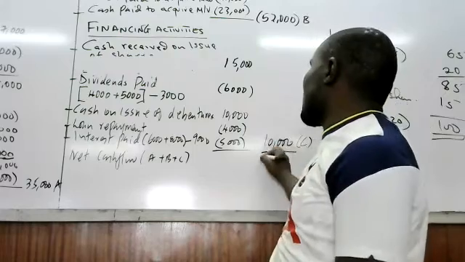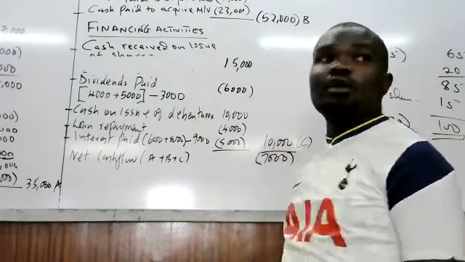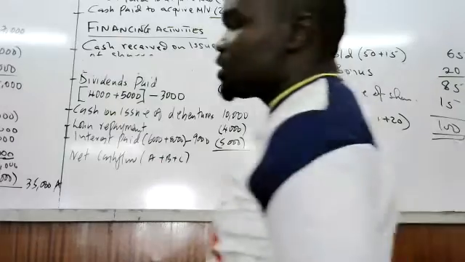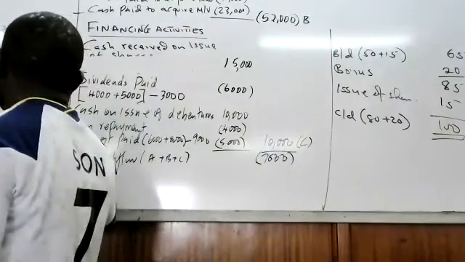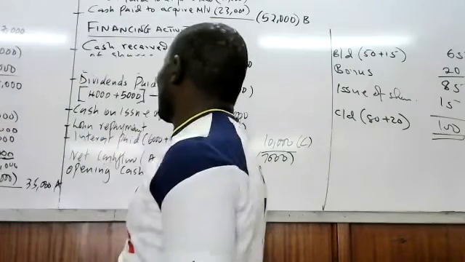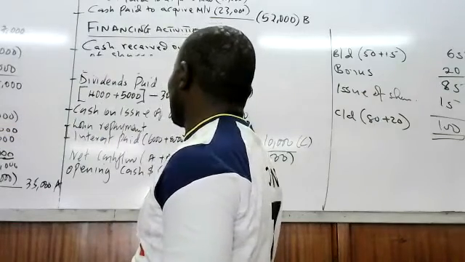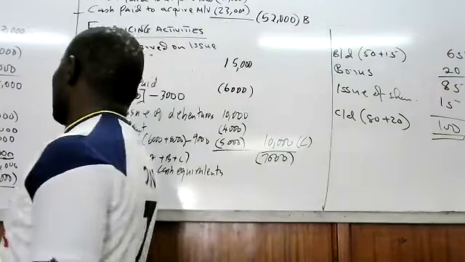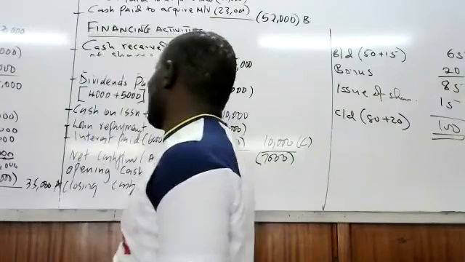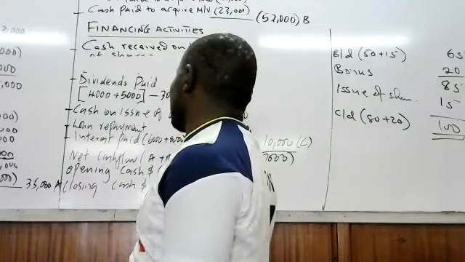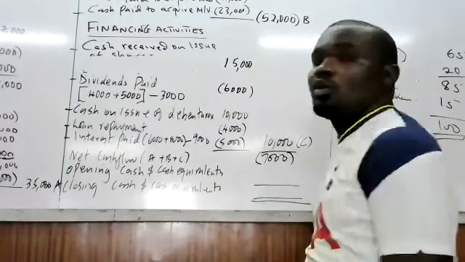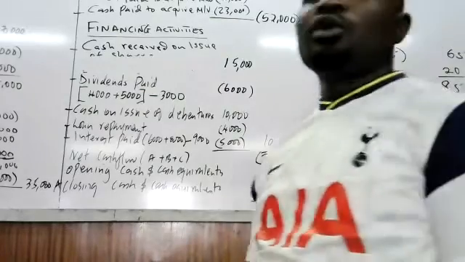7,000. So 7,000 negative. You know by our cash flow there is an answer. If you are wrong you will know. So write there opening cash and cash equivalent. Then you will get closing cash and cash equivalents. Good.